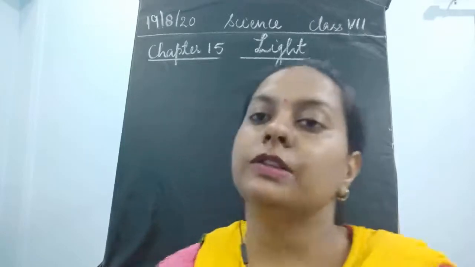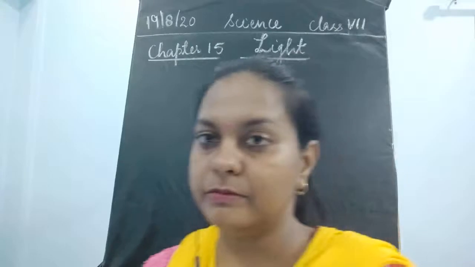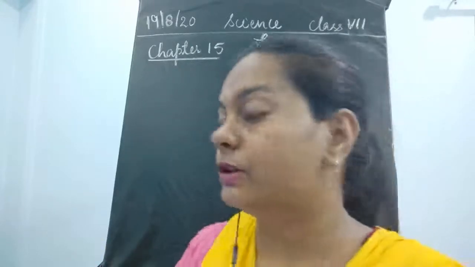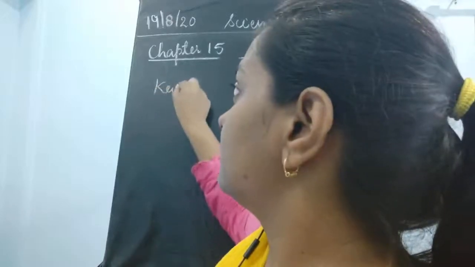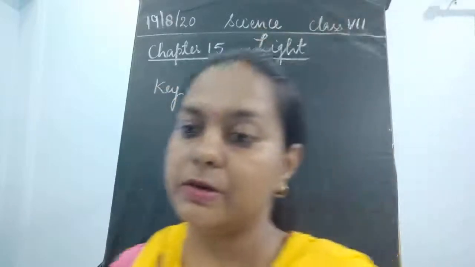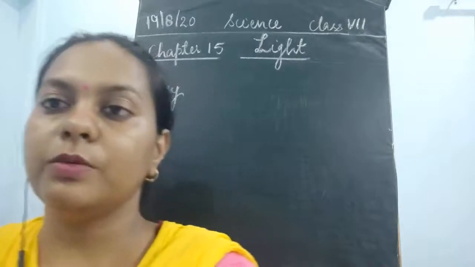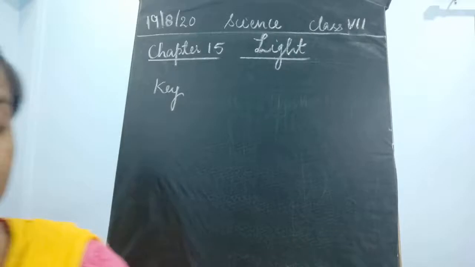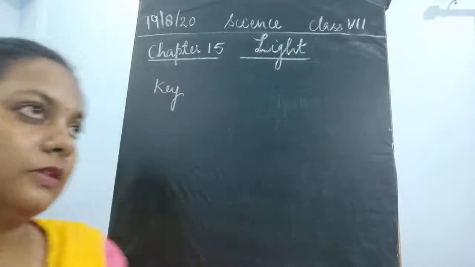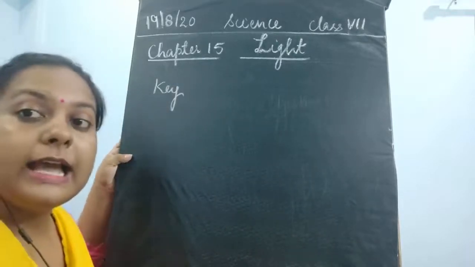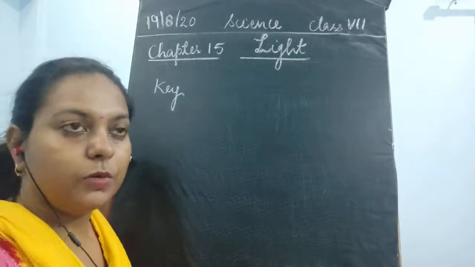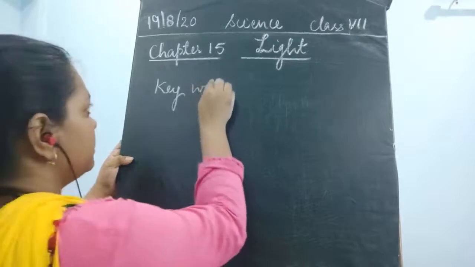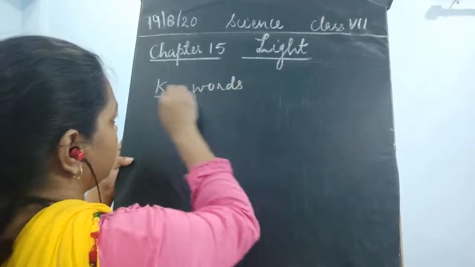Okay children, so that was all about the recap of this chapter. Now today I'm going to tell you about the keywords of this chapter. The explanation part of this chapter is over. Now we'll discuss the important words which are given at the end of this chapter in your NCERT book, which is very necessary because they come in the form of definitions, and everybody should understand what each and every word means.